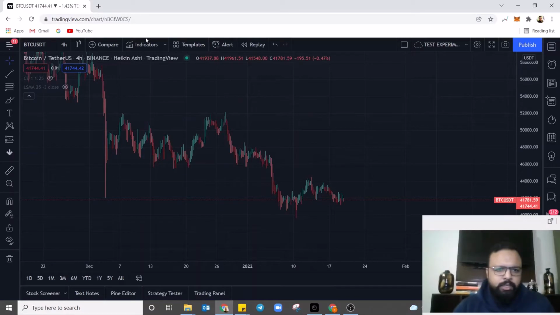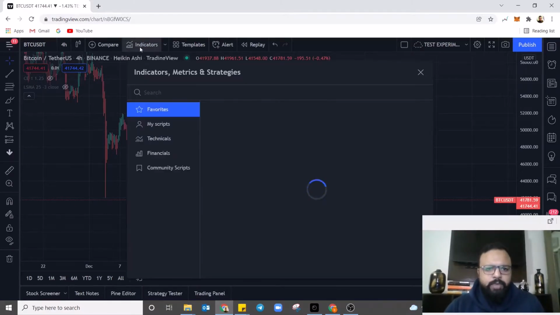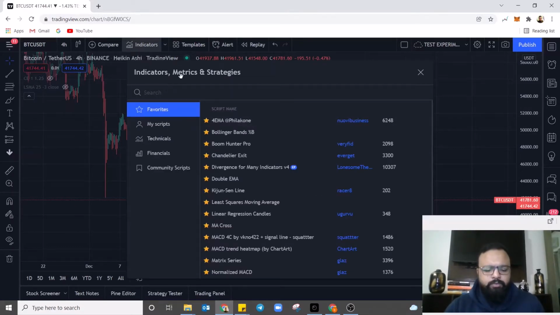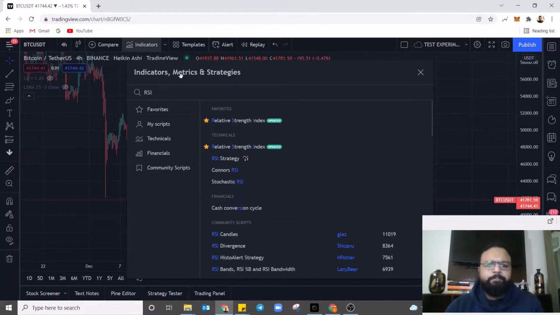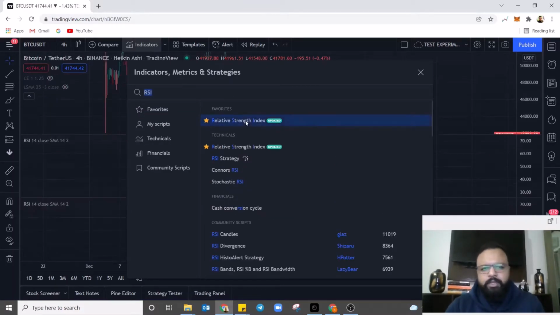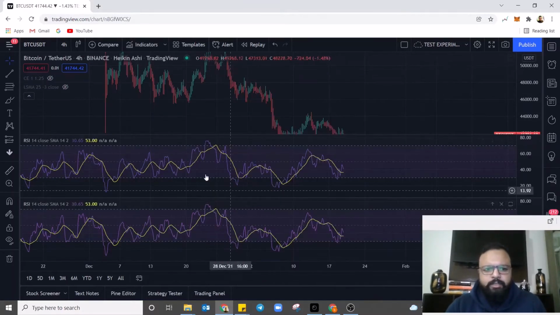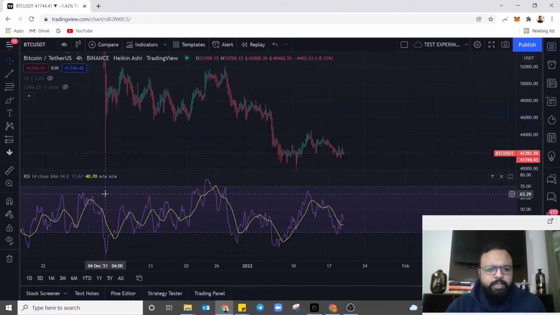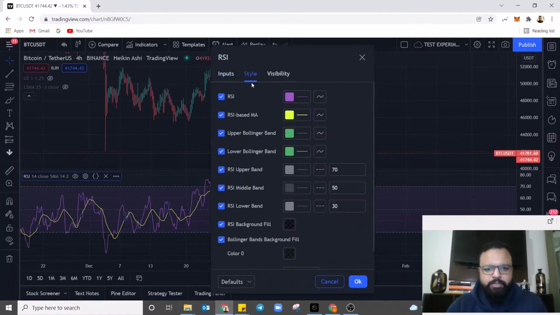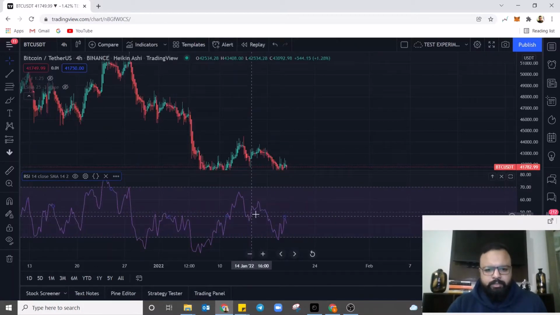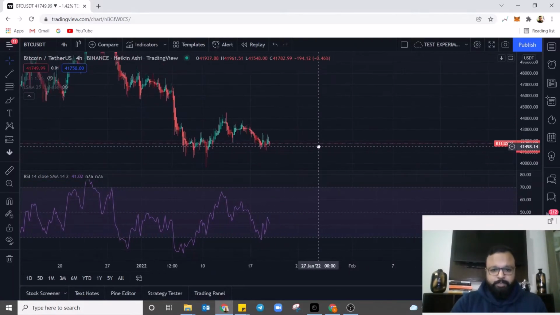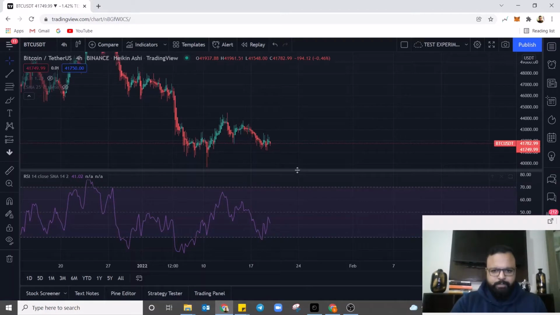So let's go into indicators right here and look for RSI, that is Relative Strength Index. Once we have the Relative Strength Index, I don't like this yellow line, so I'm going to turn it off. I'll go into the settings, into styles, and I'll just turn this off. And wow, the chart is much better, this RSI.